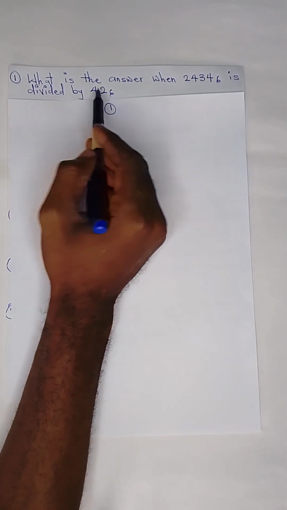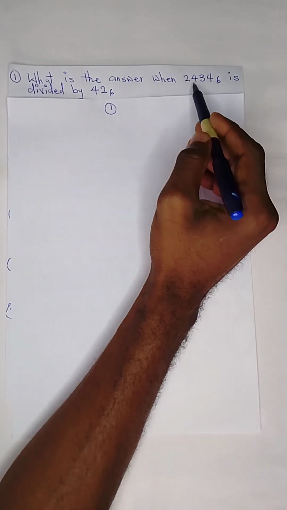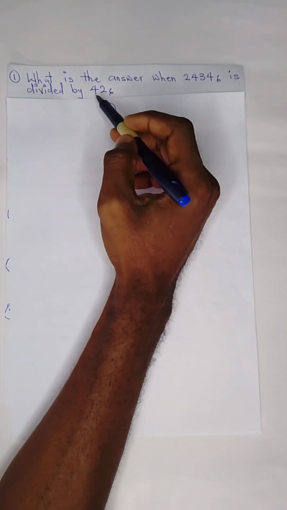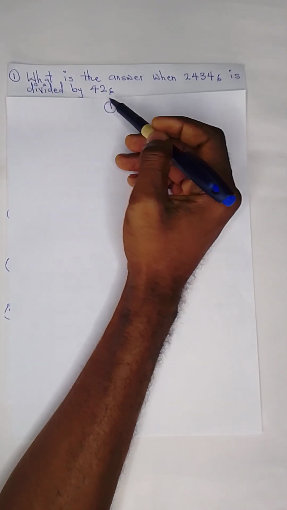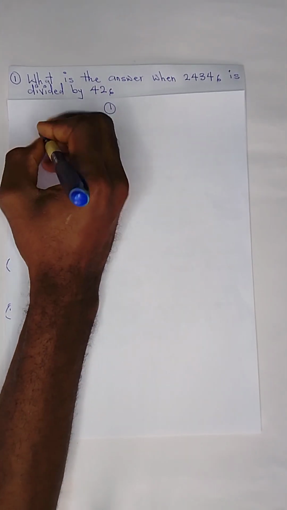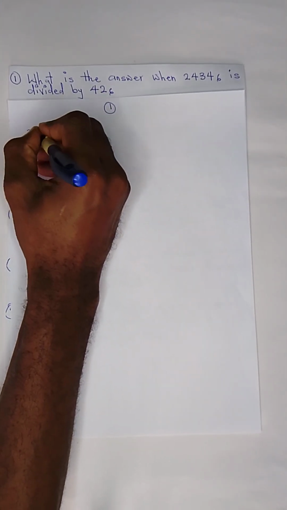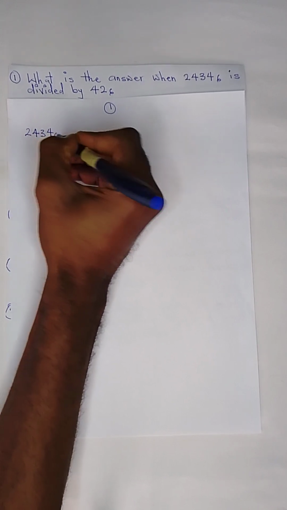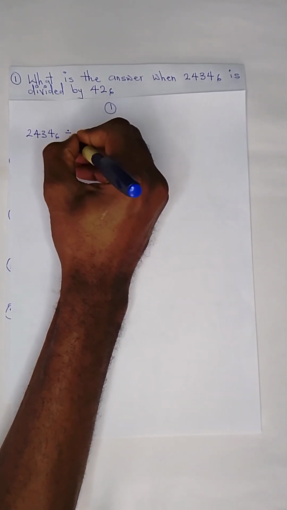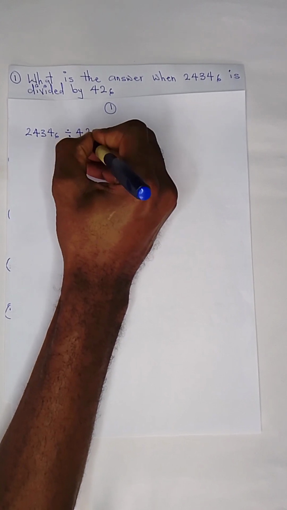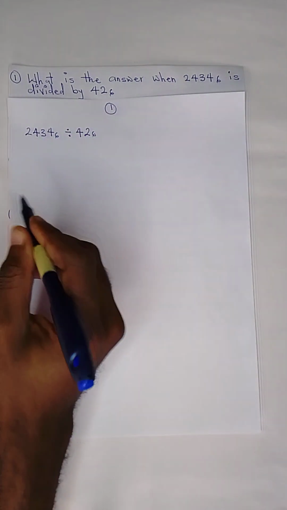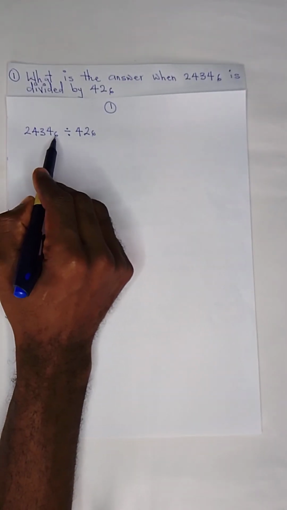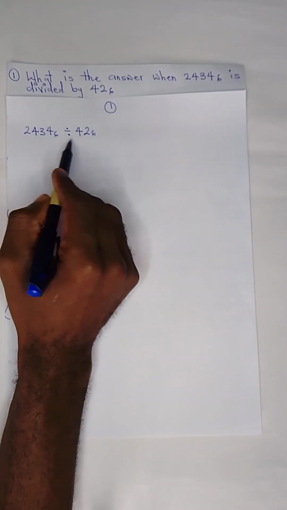The question says: what is the answer when 2434 base 6 is divided by 42 base 6? We can simply write this as 2434 base 6 divided by 42 base 6. Now we cannot divide these numbers directly like this.